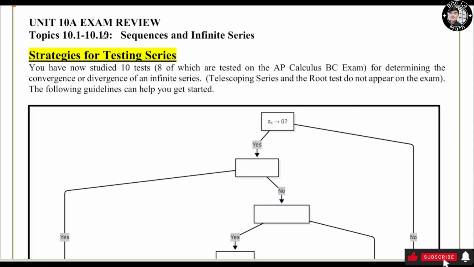Hello everyone, in this video we're going to review Unit 10, Topics 10.1 to 10.10, Sequences and Infinite Series. First I'm going to show you the strategies for testing series. We have a total of 10 tests, each of which will be tested on the AP Calculus BC exam.